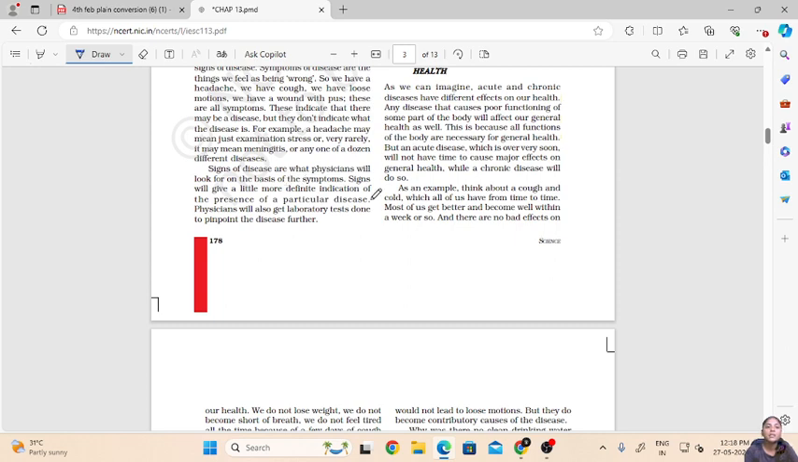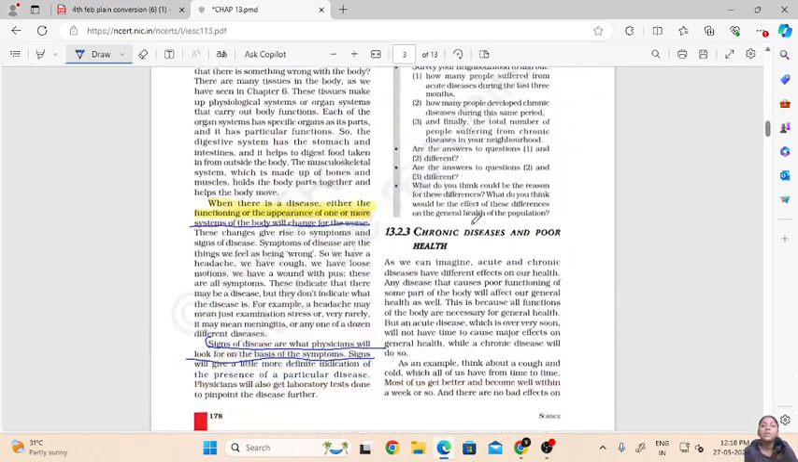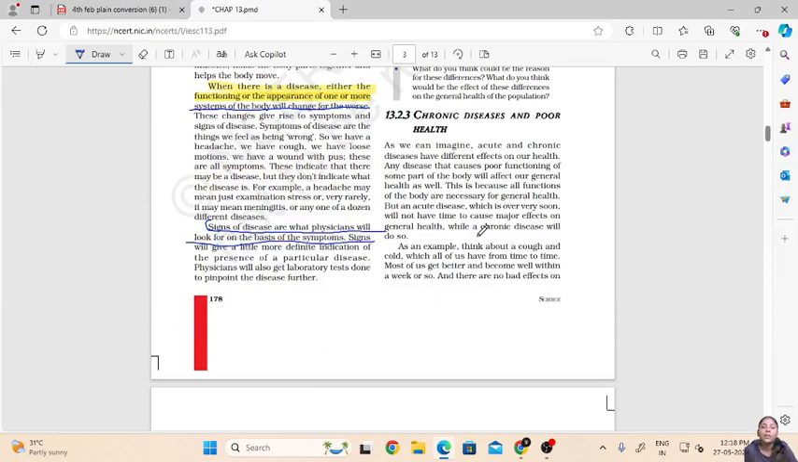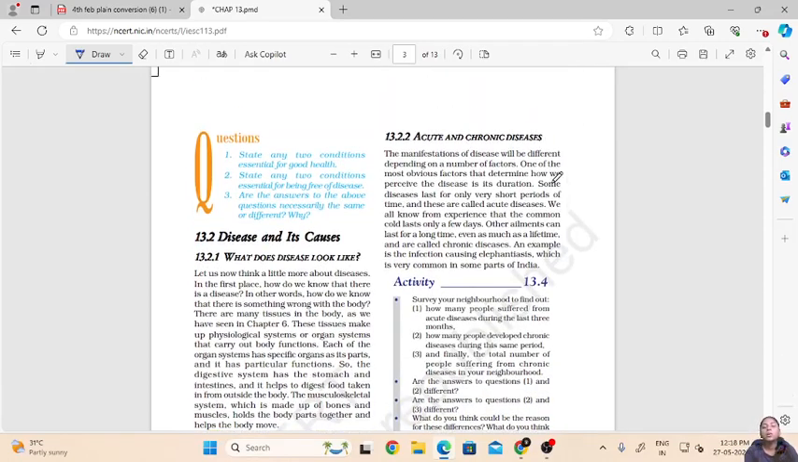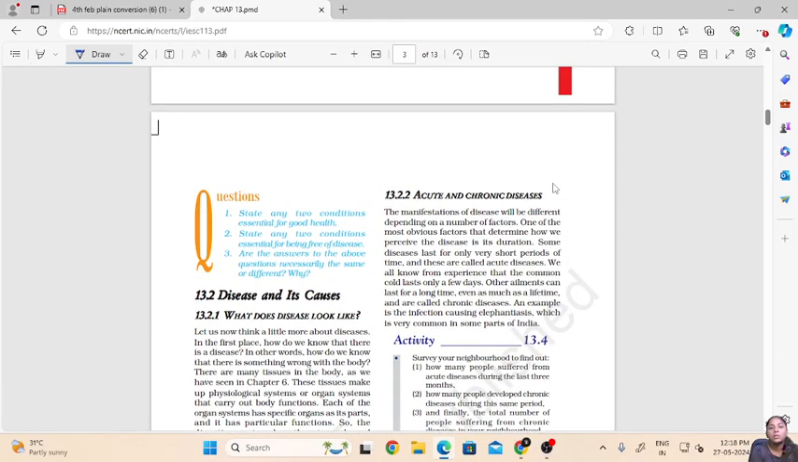Now these signs of diseases will help the physician to look for the basis of the disease. From these symptoms, the physicians or the doctors will conduct some tests, and through these tests they will be able to identify the disease, or pinpoint the disease. Then acute disease and chronic disease. Now these are the two types of diseases.